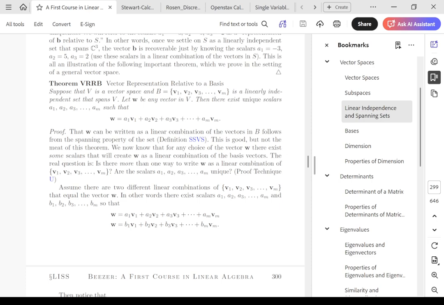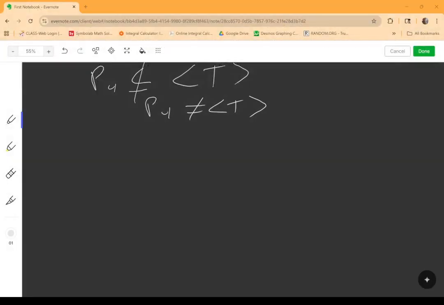Okay, let's actually just look at the theorem here to see why this has to be true. Just a quick proof here. Whenever you're given a theorem that states something is unique, the best approach to proving this is to assume that it's not unique. So here, what do we have?